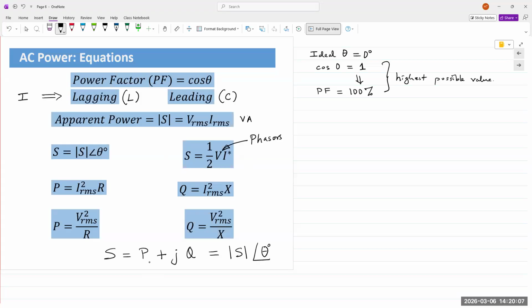So the phasor form of the voltage and the phasor form of the current gives you the total complex power, or twice the complex power.